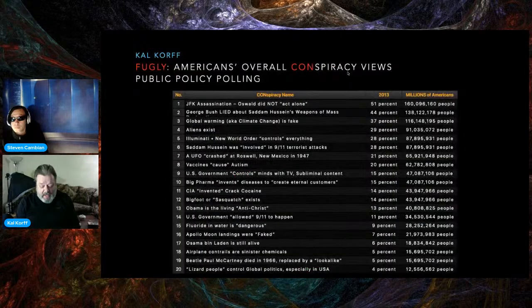So if you look at the number of people who believe in these conspiracies, JFK, 160 million people, the lowest number of people who have ever believed in Kennedy's murder has been 51%. Today it's 61%. It was a high of 81%. Look at George Bush lied about Saddam's weapons of mass destruction: 44% believe that. Aliens exist, 29%. Saddam Hussein was involved in 9/11: 87 million people believe that.